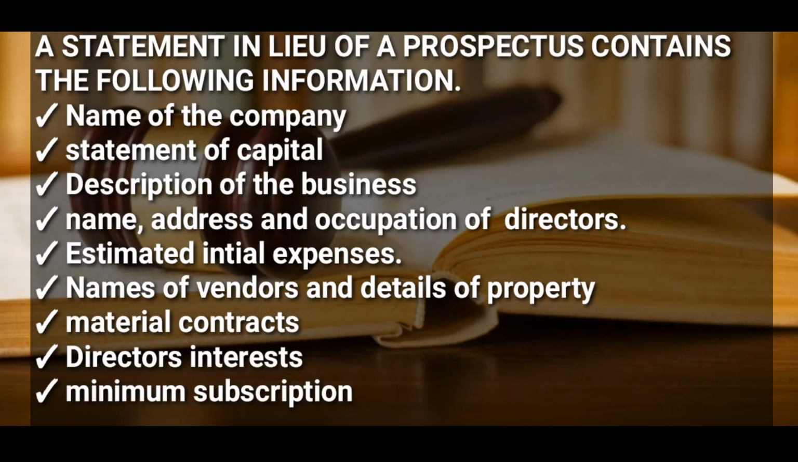Let's look at the information that is contained in a statement in lieu of a prospectus. First we have the name of the company, then the statement of capital, there is a description of the business, the name, address, and occupation of directors, estimated initial expenses of the company, the names of vendors and details of property, material contracts, directors' interests, and then the minimum subscription required by the company.